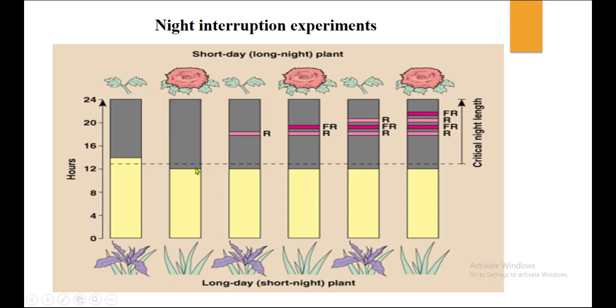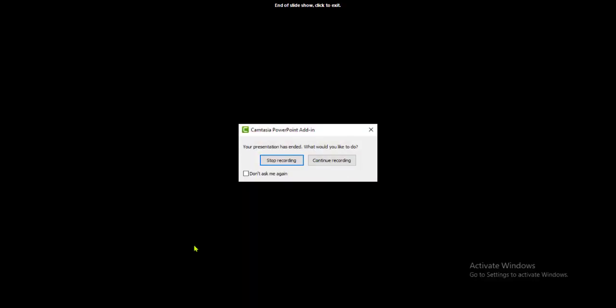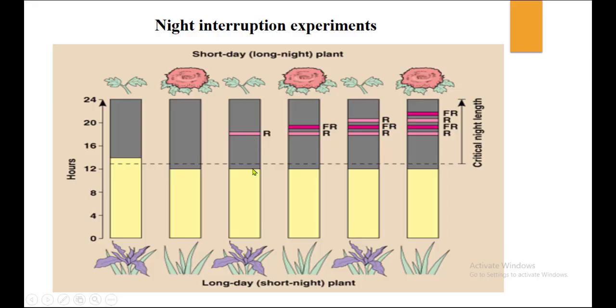In the second picture, when the dark period is greater than the critical length, flowering is induced in short day plants, not in long day plants. In the third picture you can see the dark period is greater than the critical length, but there is an interruption. These are night interruption experiments. There is interruption by an artificial red light.